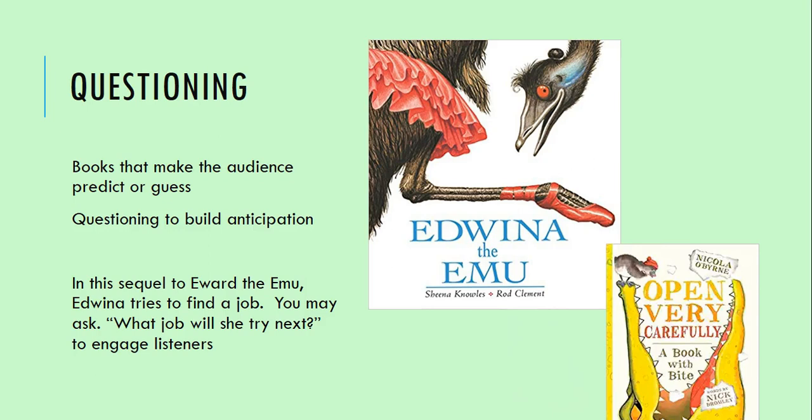Another book that is excellent for engaging listeners is Open Very Carefully, A Book with a Bite. It is a fractured fairy tale. It works with the ugly duckling, and then a crocodile shows up, or maybe it's an alligator. I can't tell the difference. I can't remember either.